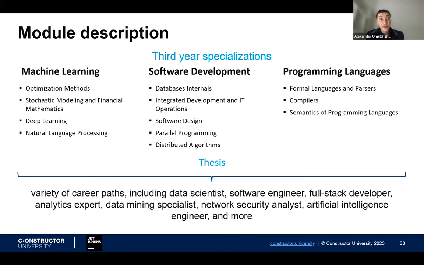And of course, you will have the opportunity to continue your education in our master degree program. And hopefully we will give you all necessary knowledge to apply for this master degree program too, as well as other master degree programs all around the world. So hopefully we could help you to be really great programmers, great software engineers or data scientists.